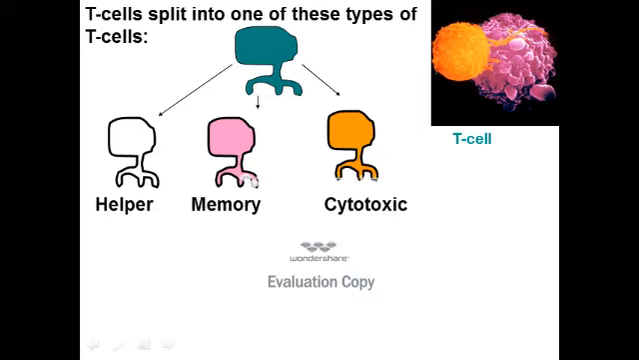The T cell, the naive one, the one that doesn't know what it wants to be, is going to split, and it's a three-way split, into either a helper T cell we call it, a memory T cell, which is going to be held in reserve, or a cytotoxic killer T cell.